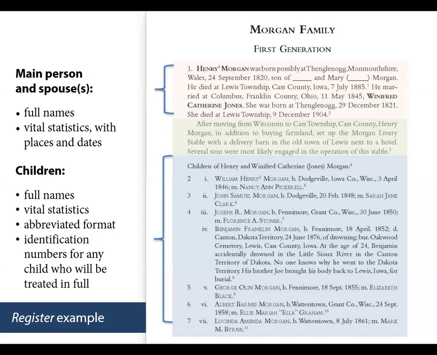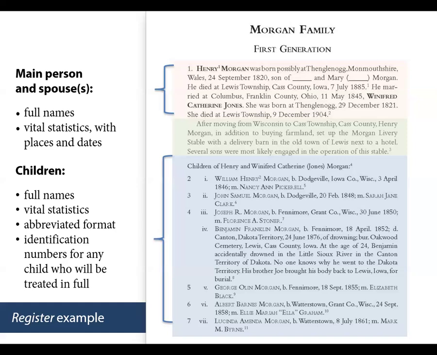In the first paragraph, we see Henry's spouse, Winifred. Her name is in bold text like his. Their full names and vital statistics are included, including places and dates. The second paragraph, in green, gives some additional information about the couple. You might not know anything, or you might know quite a bit. We'll talk about this narrative text more later.